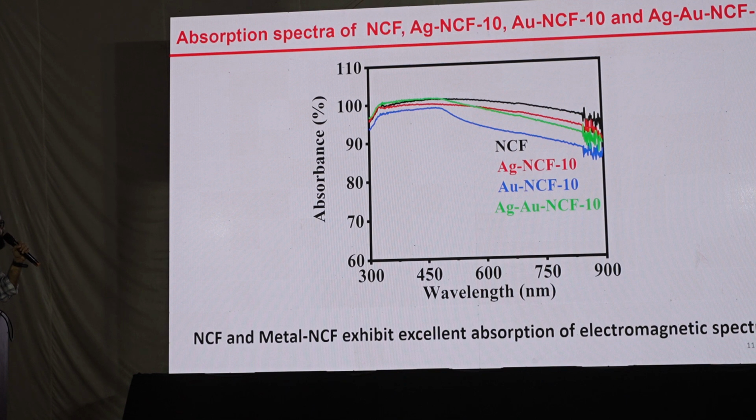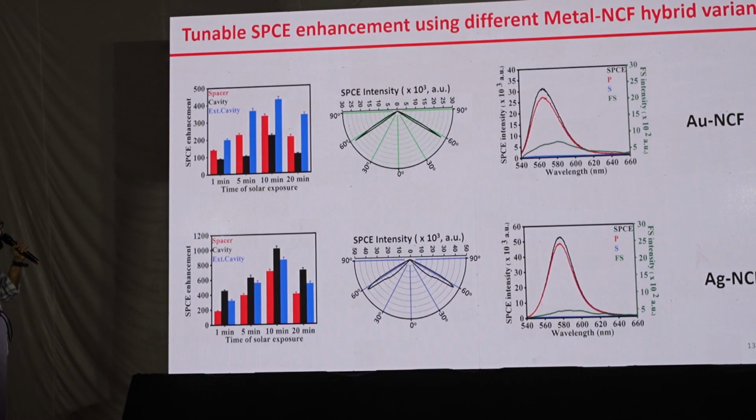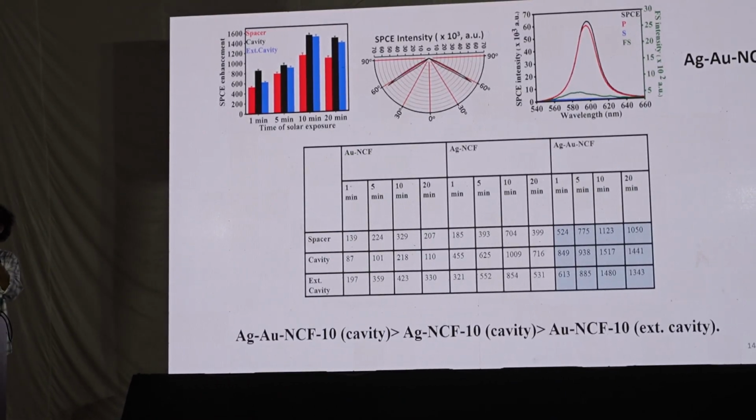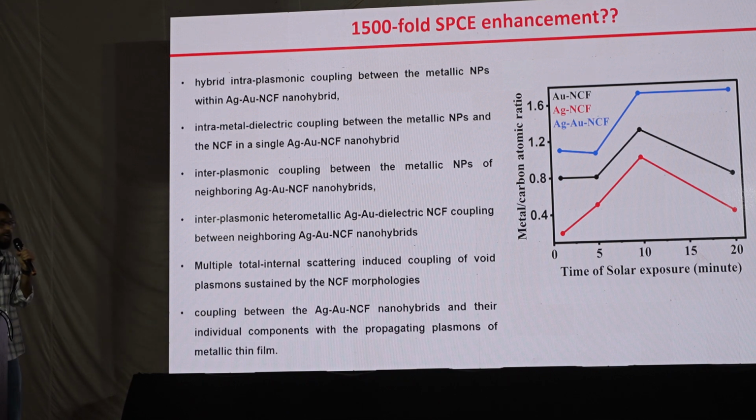Without compromising the absorption property, we can explore this material for SPC application. We have utilized different types of interfaces for better enhancement, like cavity, extended cavity, and spatial. What we observed is that this hybrid NCF system at 10 units of solar illumination shows better performance in SPC enhancement, around 1,500. This remarkably high SPC enhancement is definitely due to the small size of the metal nanoparticles or the probable combination of metallic NCF hybrids.